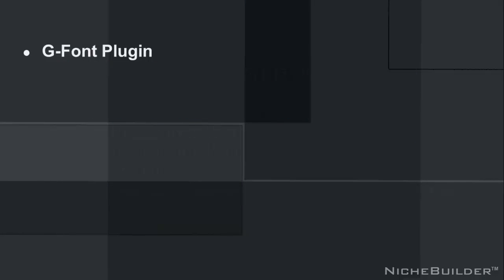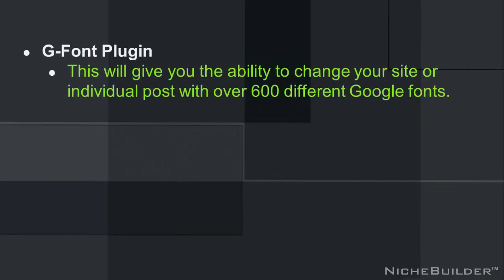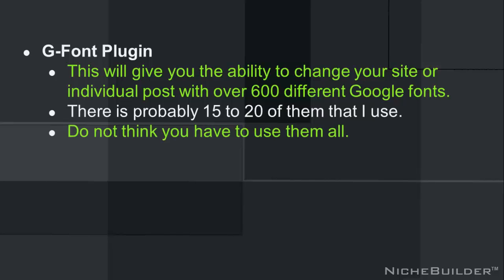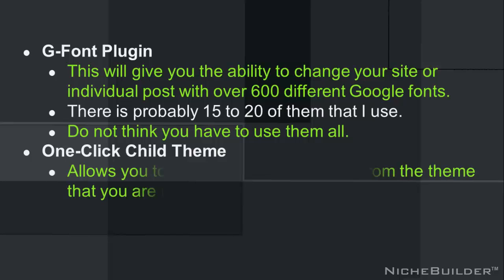Then we have the GFont plugin. This is going to give you the ability to change your site or individual posts with over 600 different Google fonts. There's probably about 15 to 20 that I use in there, so don't think you need to use them all. One-click child theme. That allows you to easily create a child theme from the theme that you're using.